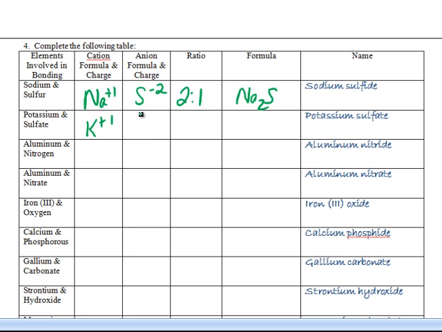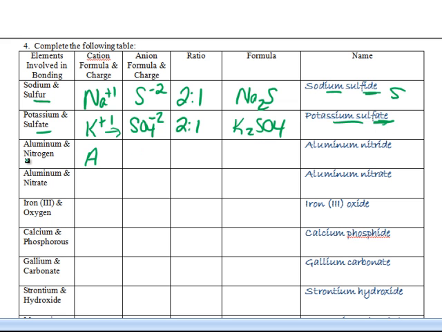Potassium is now hooking up with sulfate. Notice sulfate versus sulfur. This is SO4 -2. So you're going to end up again with a 2-to-1 ratio because potassium can only give up 1, but sulfate needs 2, so it's going to be K2SO4. The name is potassium sulfate, the one above it was sodium sulfide. Remember, right off the periodic table, if it's just S, it's sulfide. If it's got the oxygen bonded to it, it's ate.